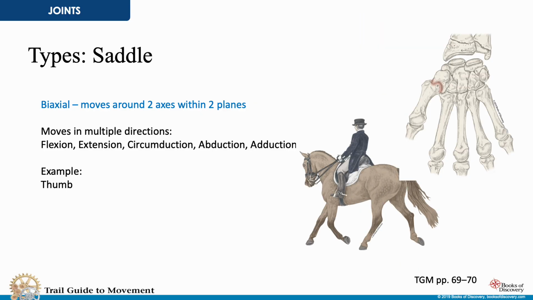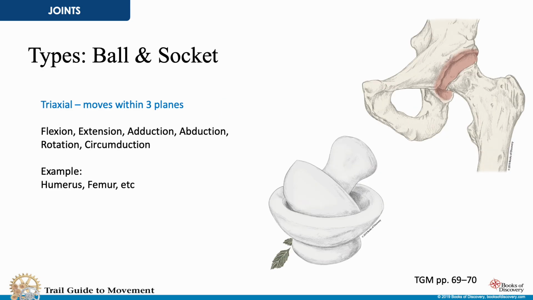The saddle joint is biaxial, moves around two axes within two planes, moves in multiple directions, and the example is the thumb. The ball and socket is like the hip, which is triaxial. It offers the most freedom. It moves within three planes. You have flexion, extension, adduction, abduction, rotation, and circumduction. Other examples are the humerus, the femur, etc.